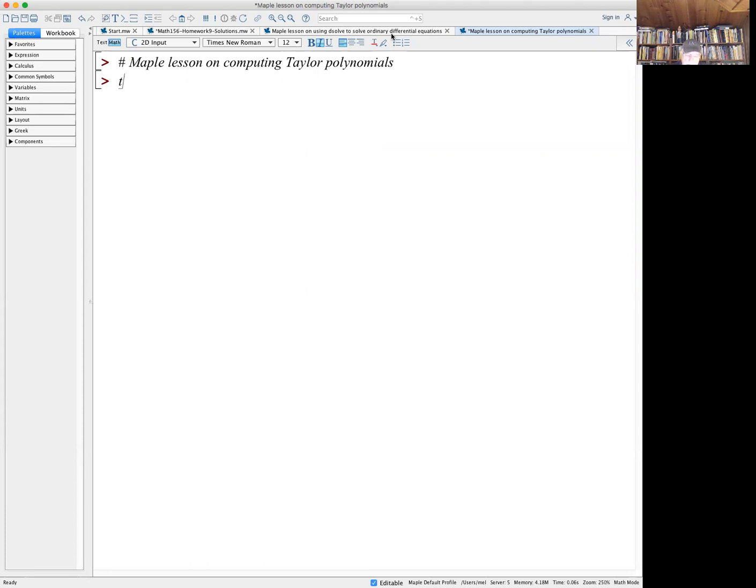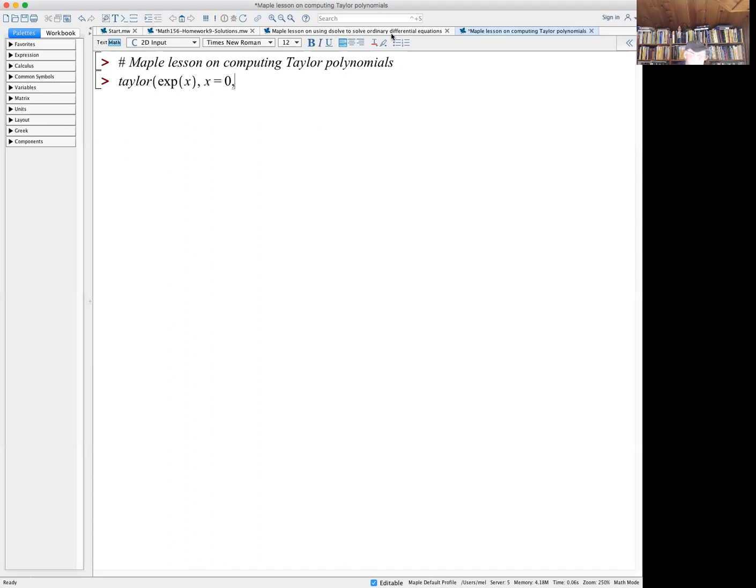It's simply taylor with a lowercase t, and put in the function you're interested in, for example, e to the x, exp of x. And the Taylor polynomial is computed around some central value. If it's x equals 0, it's called a Maclaurin polynomial. x equals 0, for example.